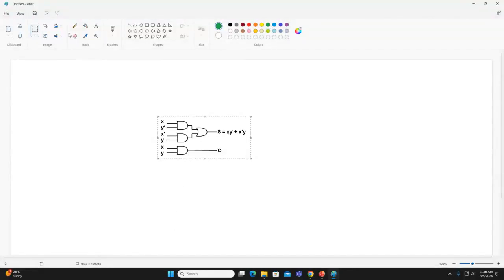Yes, SOP implementation. So now this is a SOP implementation. If I ask you in the exam to implement the NAND logic, how can you do the NAND logic?